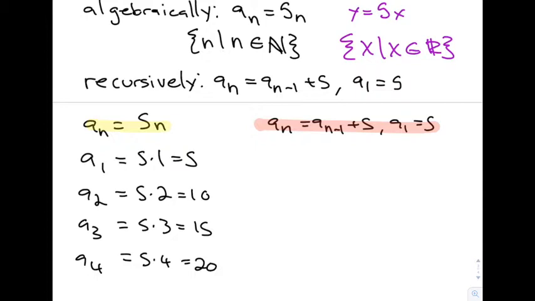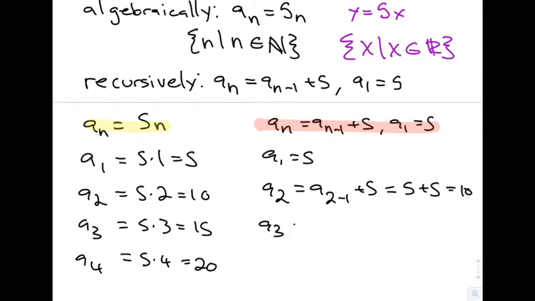Good. So our algebraic definition of a sequence works. Let's look at our recursively defined sequence now. We already know that a sub 1 equals 5. For a sub 2, I'm going to write it out very clearly: a sub 2 minus 1 plus 5. Since a sub 2 minus 1 is the same as a sub 1, we write 5 plus 5 equals 10.